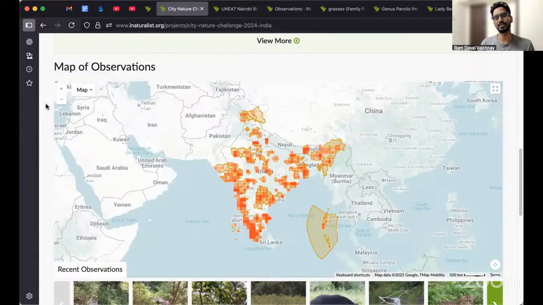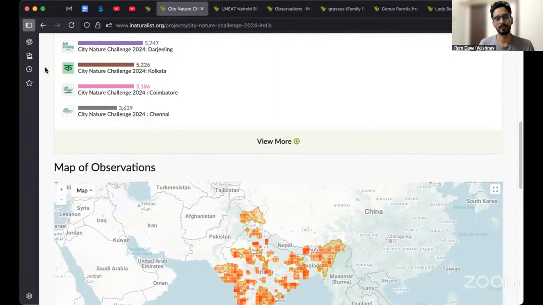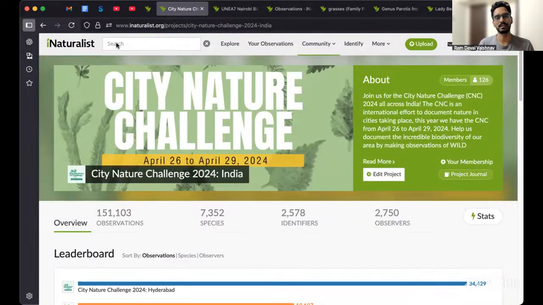Right now, the registrations for the cities are ongoing. So if you want to represent your city for CNC next year and your city is not already registered, you can register your city. Once the city registrations are done, we will inform everyone about registering yourself as an individual participant.